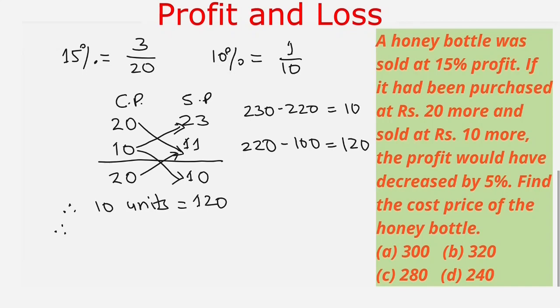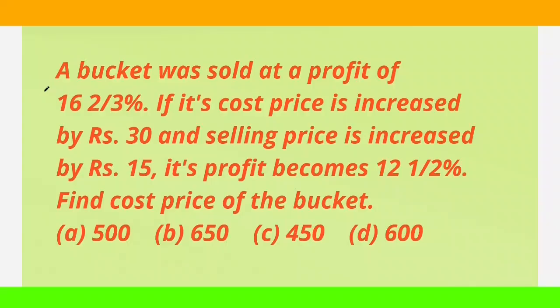Therefore 20 units, as assumed by us to be the cost price, equals double of it, which is 240. And from the given options, our answer is option D. I hope you have understood the method of solving such type of questions. We are going to the next question.